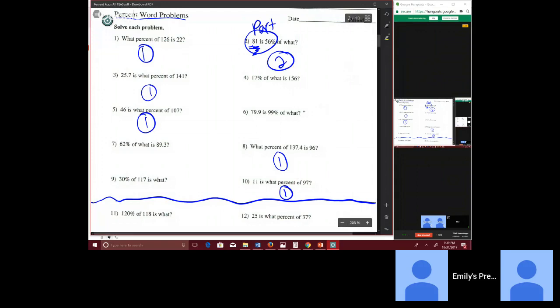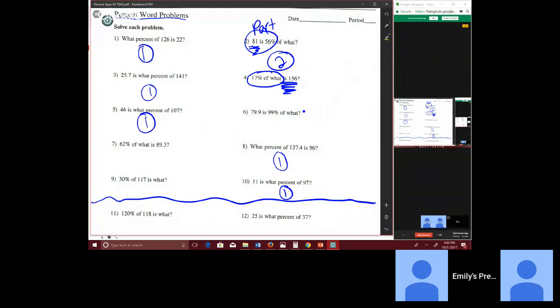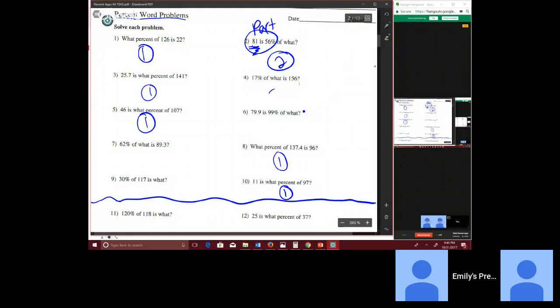So this says 17% of what is 156. Again, it says 17% of what? And it says that whatever that is, it is 156. So this is also a 2 because it's telling you that 156 is 17% of something unknown.